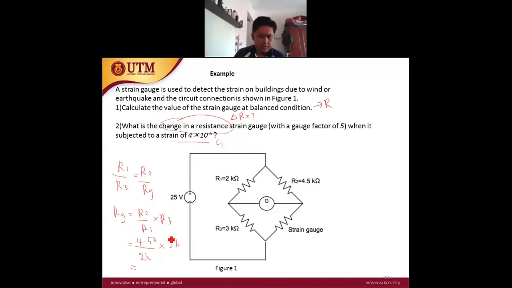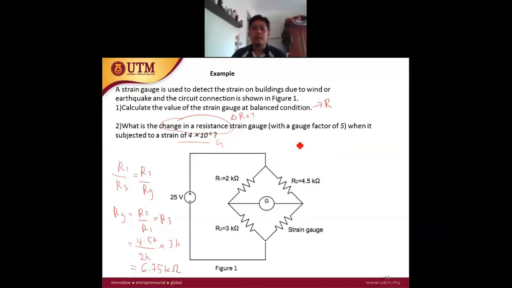I get 6.75. That is what I get. So this is the default value of the strain gauge when there is no force or strain subjected on the strain gauge. So we need this to calculate delta R.